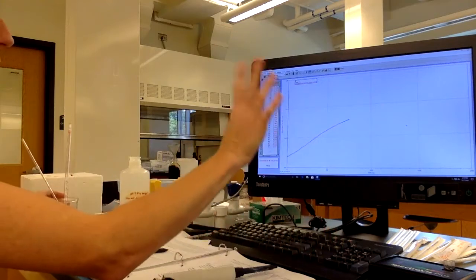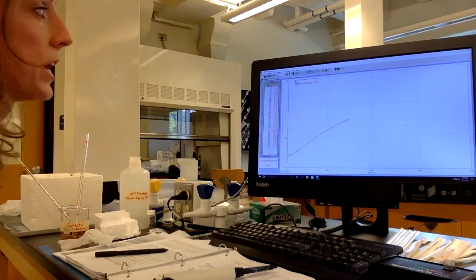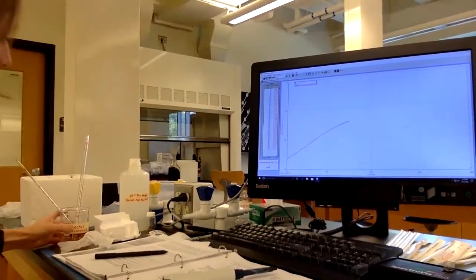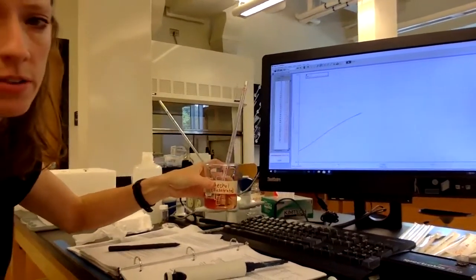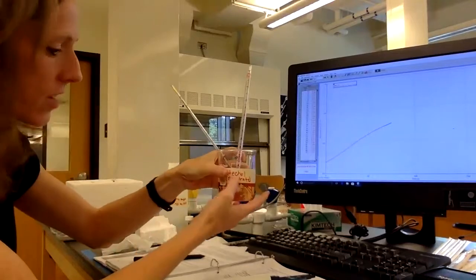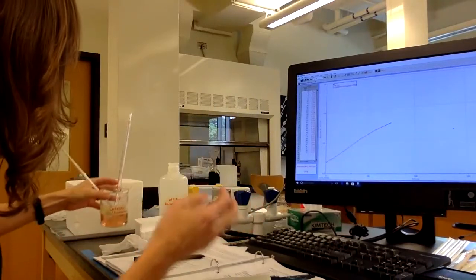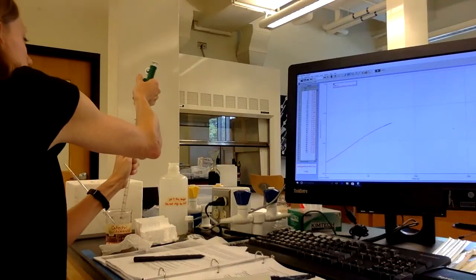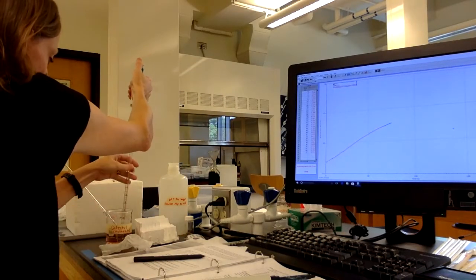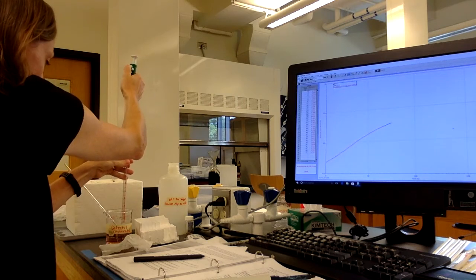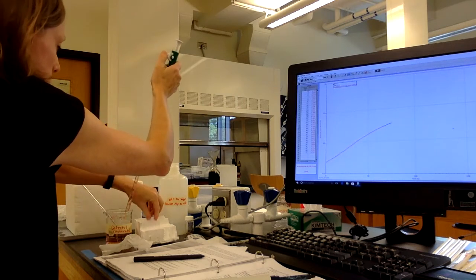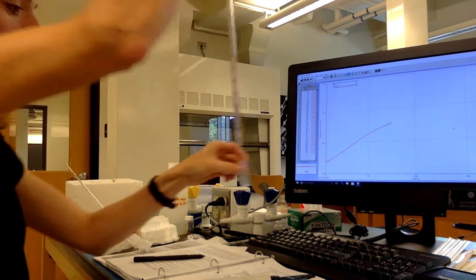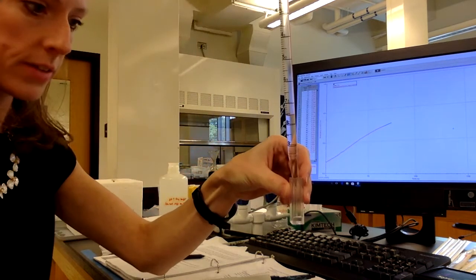And I blanked and calibrated the spectrophotometer to that already, okay? So it has been blanked against the full strength concentration of catechol, okay? So now what I'm going to do is add my catechol to a cuvette, and we use 3 mLs of catechol. So I'm going to just place that, hope you can see that here. I'm going to place that in my cuvette.